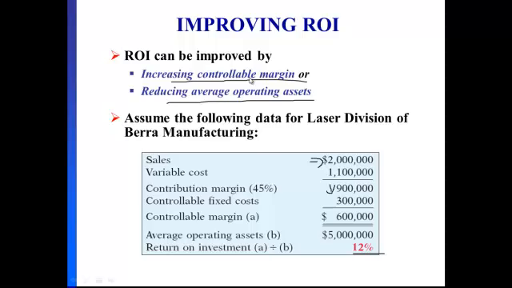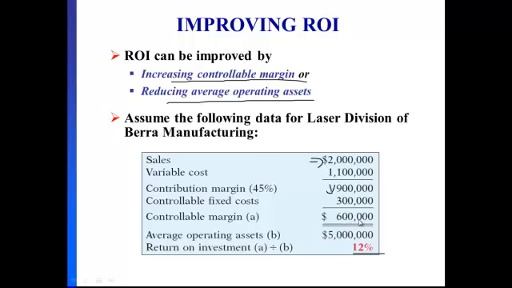So we'll look at increasing the controllable margin. In this example for the laser division, we have sales of 2 million, variable costs, and we have contribution margin of 900. Controllable fixed costs of 300, so controllable margin of 600,000. Average operating assets of 5 million gives me an ROI of 12%.